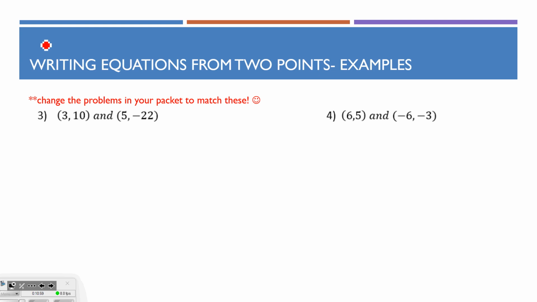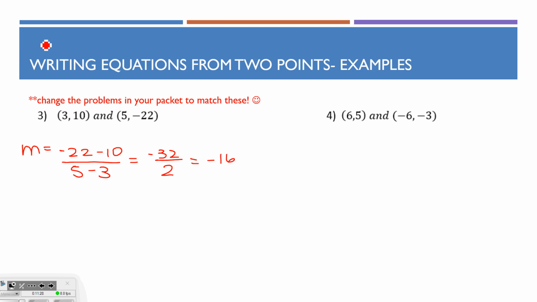Let's jump right in. Let's calculate the slope. Negative 22 minus 10 over 5 minus 3, right? y2 minus y1 over x2 minus x1. Grab a calculator if you need to, or if you want to simplify these. Negative 22 minus 10 is negative 32. 5 minus 3 is 2. When I simplify, I get negative 16.